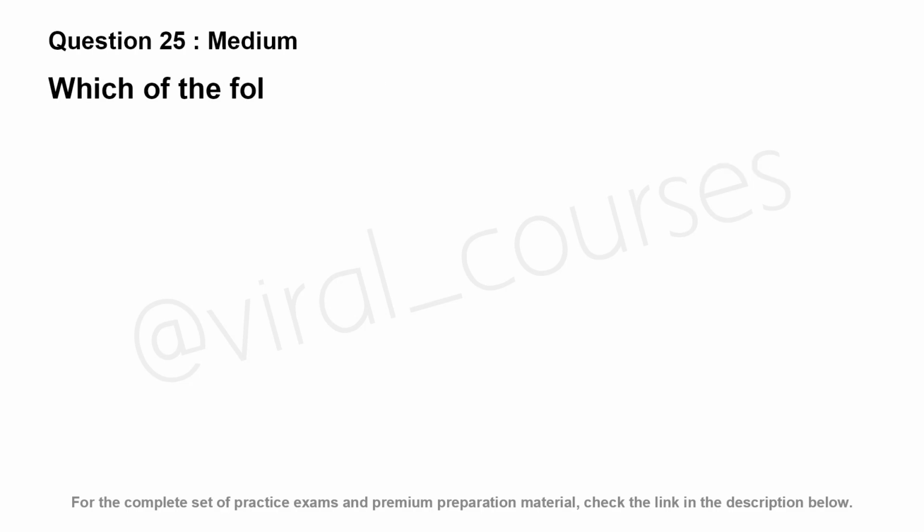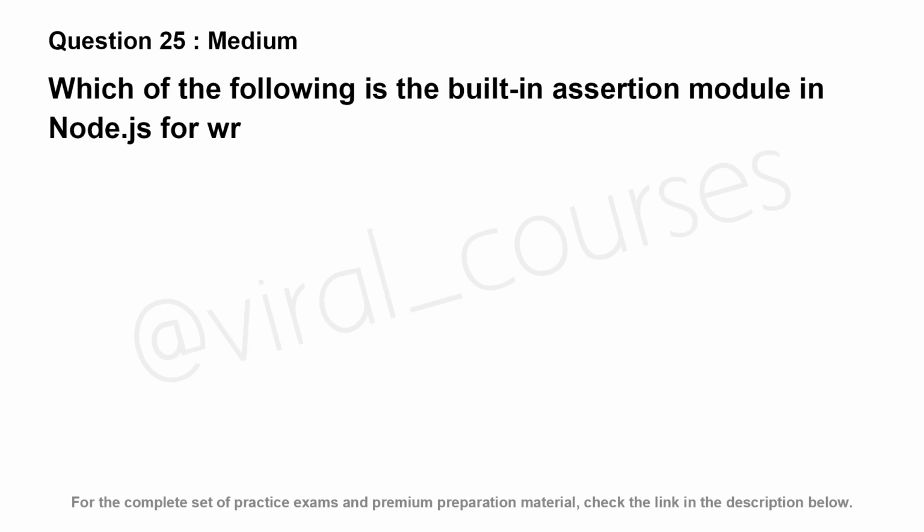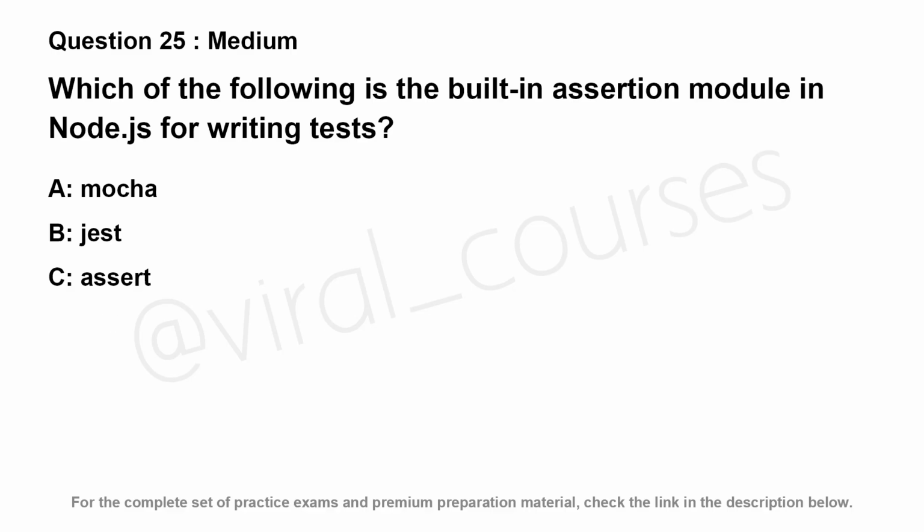Which of the following is the built-in assertion module in Node.js for writing tests? Option A, Mocha. Option B, Jest. Option C, Assert. Option D, Chai.